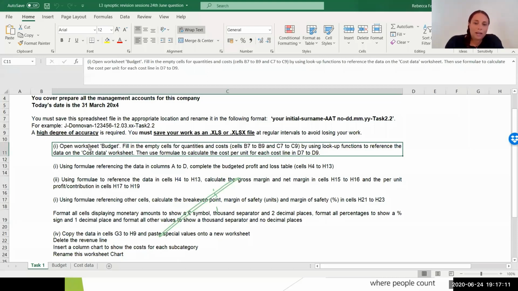Okay, so we are going to start off with our worksheet budget. So open the worksheet budget. Remember what we always say, make sure you, okay, bear with me just one second and I'm going to shut that window, one second.